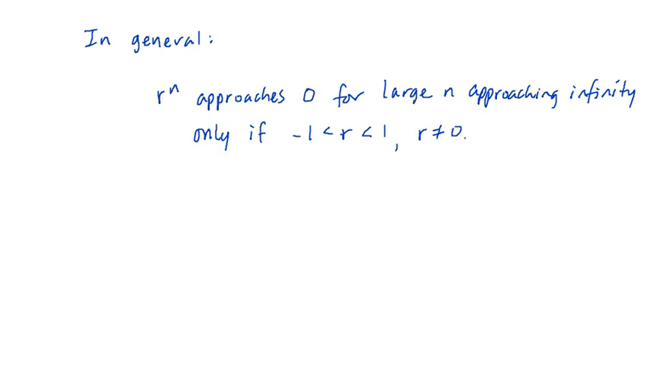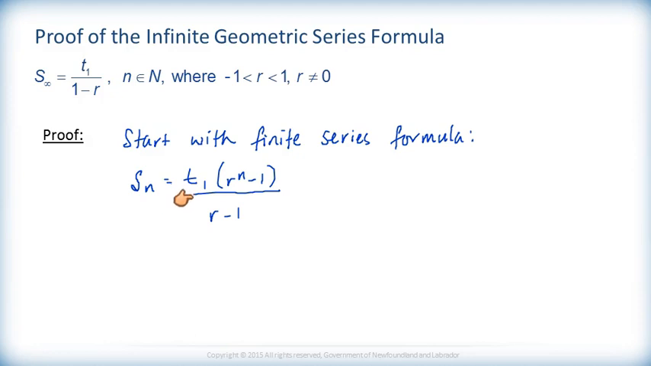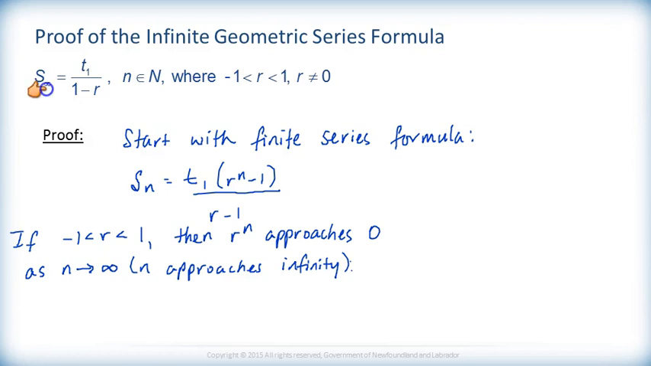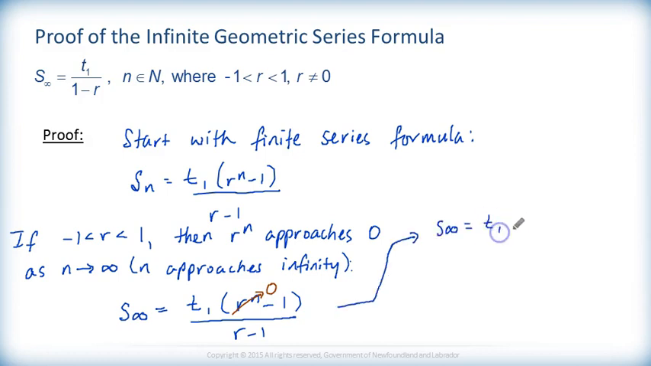Let's apply that idea to a proof of our formula. We start with the finite series formula from our last recording. Since we're talking about an infinite series anyway, we're talking about very large values of n. And if that value of r happens to be between -1 and 1, then r to the n will get very close to 0 for very large values of n. In other words, this part of our formula becomes 0. So we essentially have term 1 outside of 0 minus 1 all over r minus 1. So in these brackets I get -1.